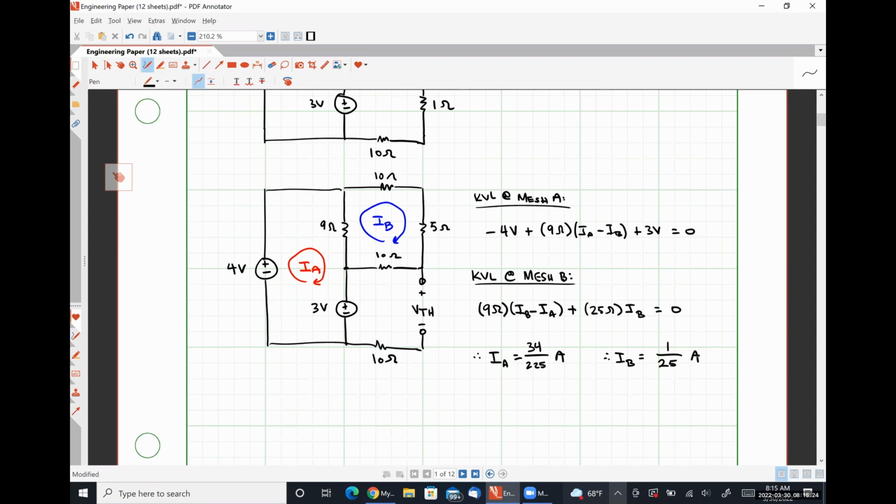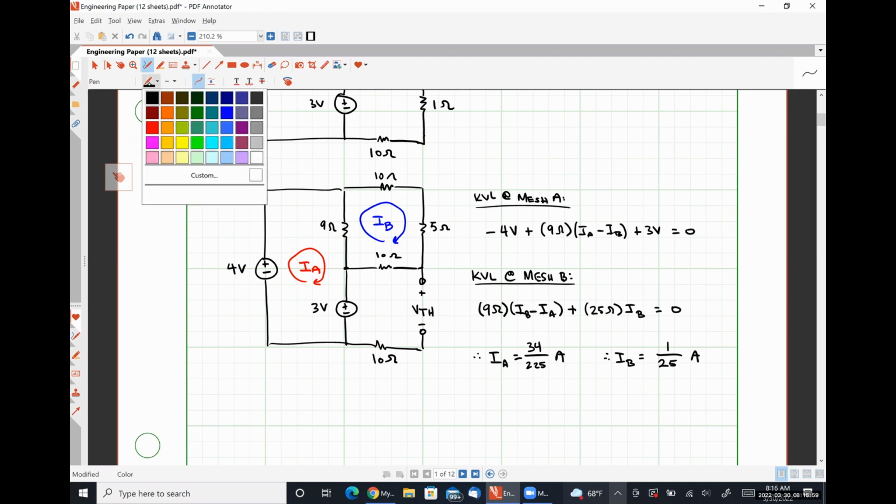now that we know those two mesh currents, how do we solve for the quantity VTH? So that's going to be part of it for sure. So what we're going to do is we're going to do Kirchhoff's voltage law around that bottom right-hand loop. But we're going to do it in a very specific way.